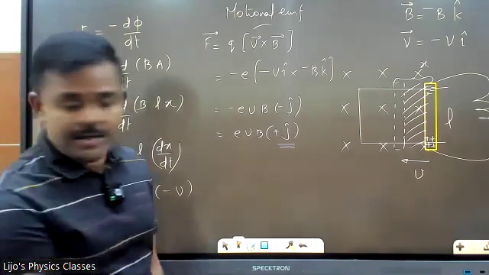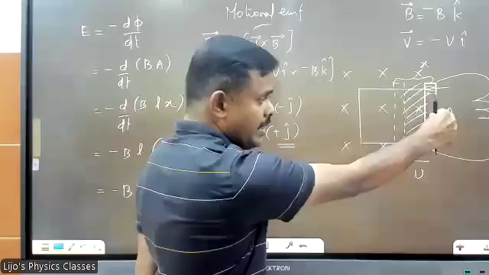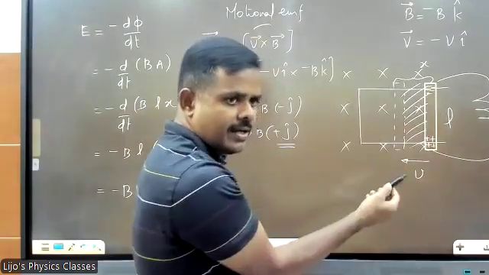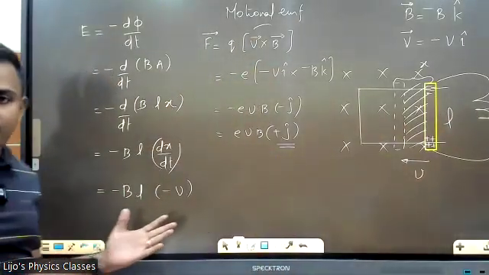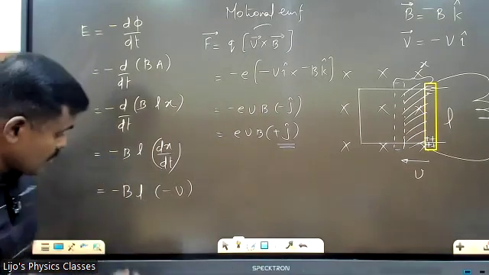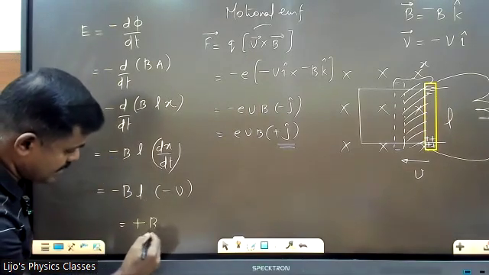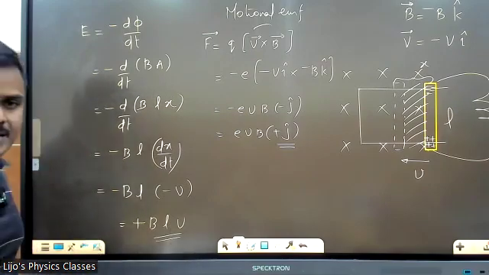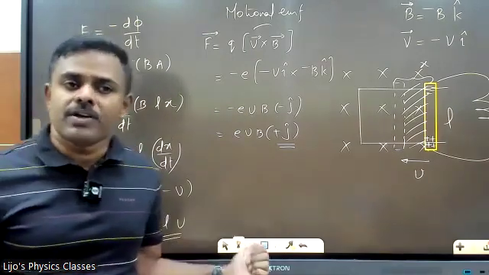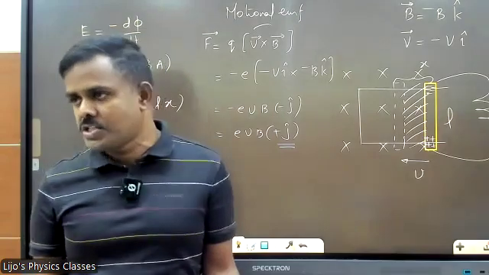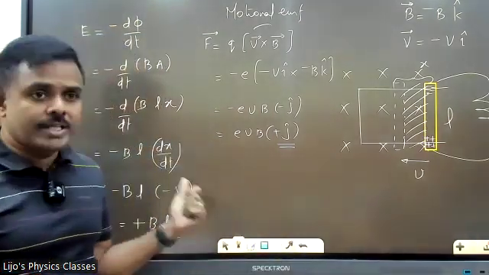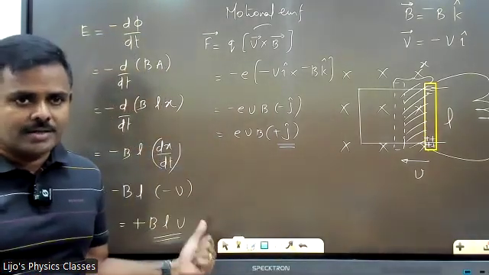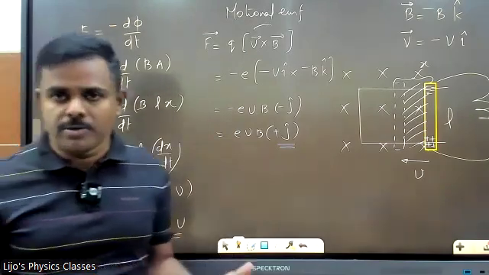Why did I put minus V? Because the conductor is moving to the left. Even the modulus is fine, no problem. You can skip the negative sign if you want. So what do we get finally? Minus or plus BLV. B is the magnetic field strength, L is the length of the conductor, V is the velocity of the conductor. And this is supposed to be the most important derivation in this topic. Motional EMF, the expression for motional EMF.